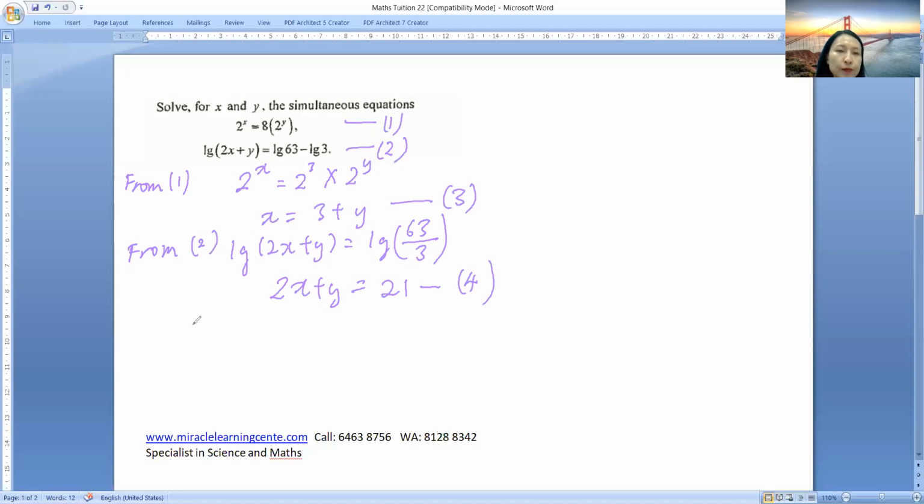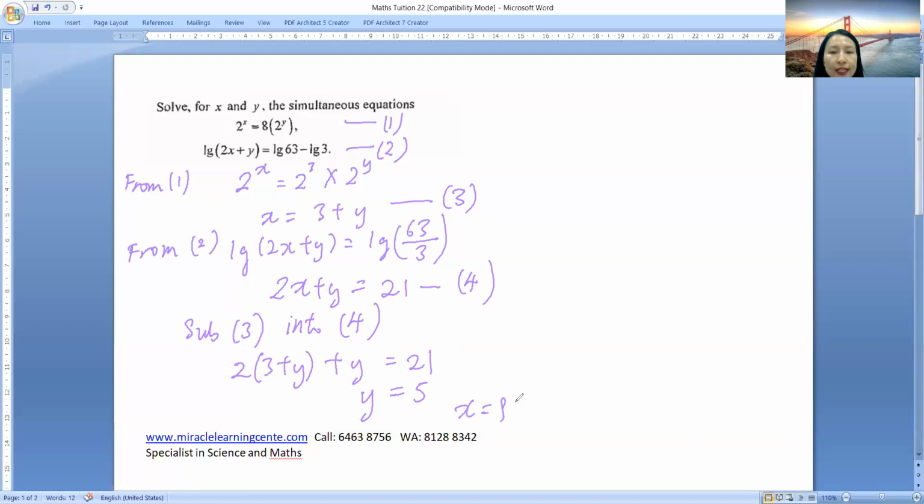So now we substitute equation 3, x equals 3 plus y, into equation 4. So what do we have? 2 bracket 3 plus y equals 21. So from here, we can actually solve to get y equals 5. Then we substitute in, we will get x equals 8. So that's the answer for x and y.